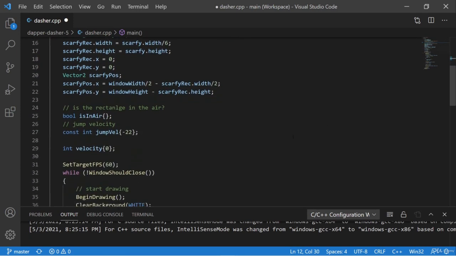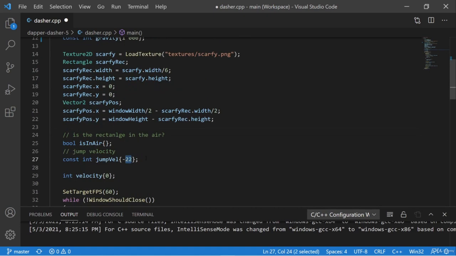Now, let's look at our jump velocity. We've been using pixels per frame, but we'd like to use pixels per second. Let's change this to a value of about 600, and in our comment, we'll say pixels per second.